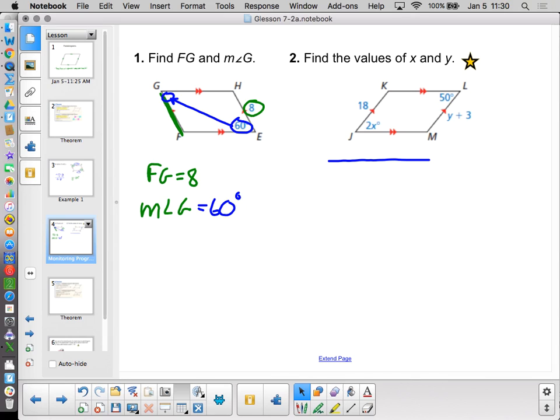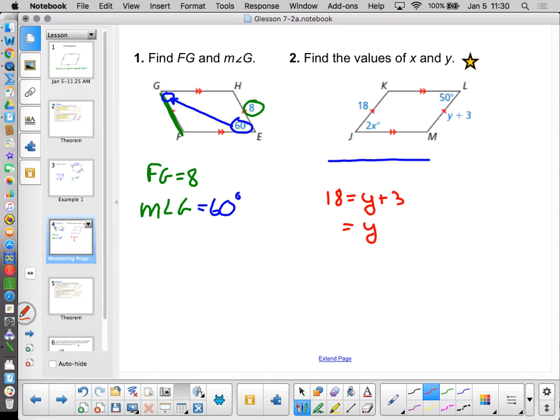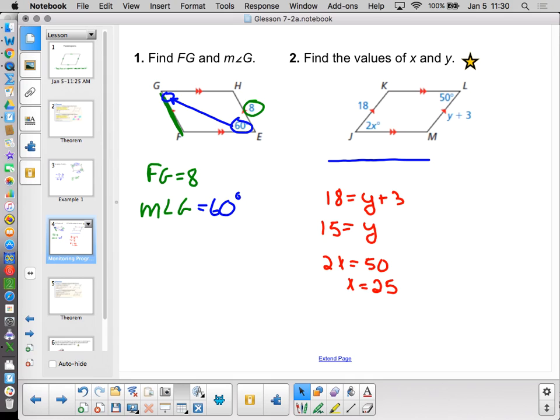Now that you've gone ahead and done that, let's work through it to check if you got the right answers. But it's pretty easy. 18 equals y plus 3, so y is 15. And 2x equals 50, so x is 25. So hopefully you got both of those right.